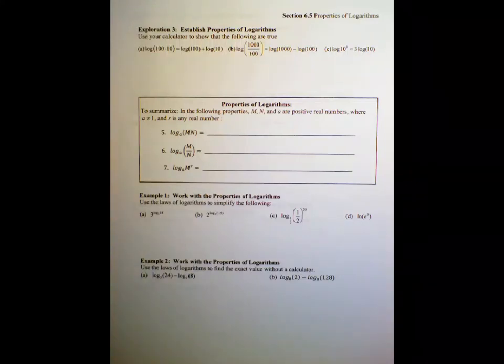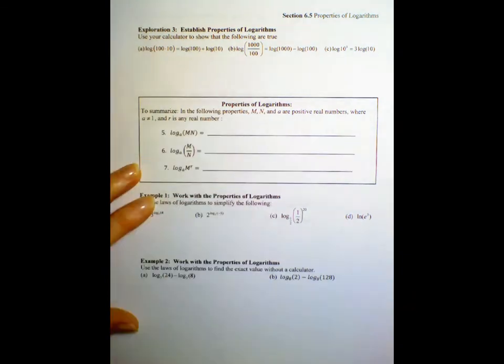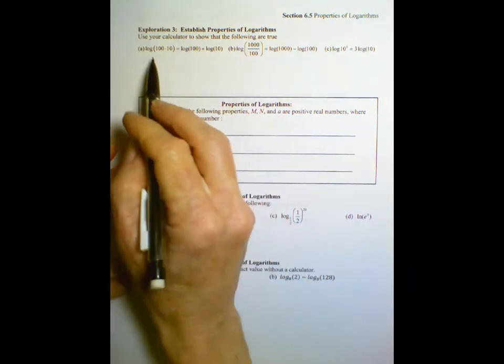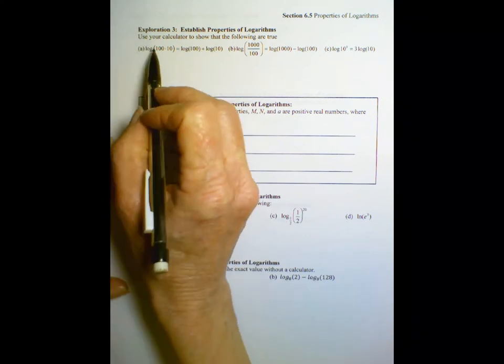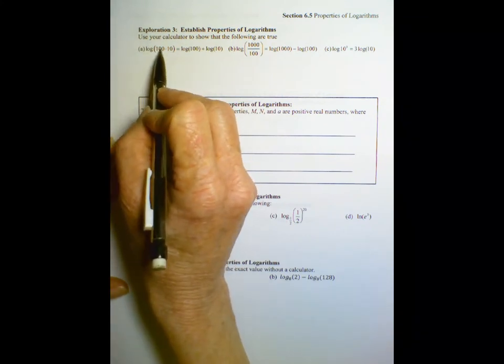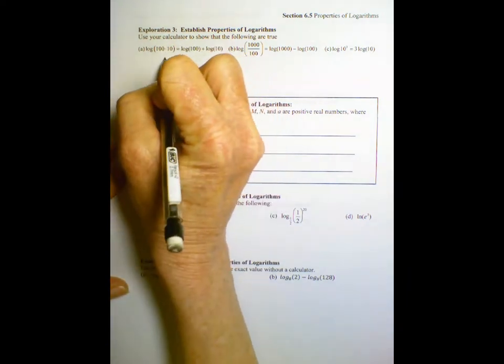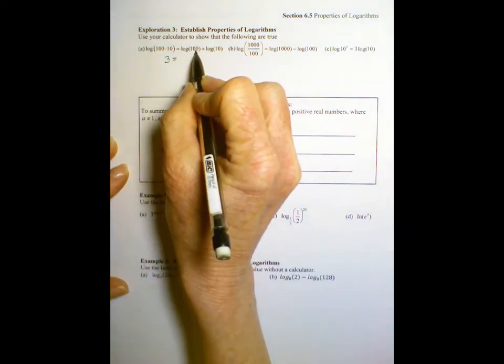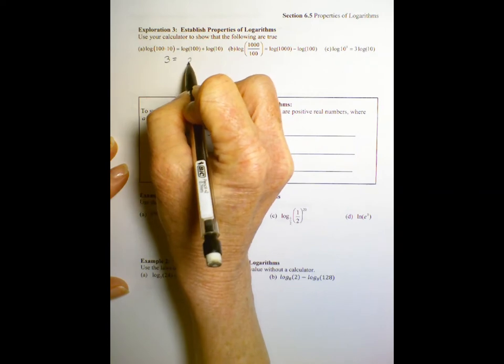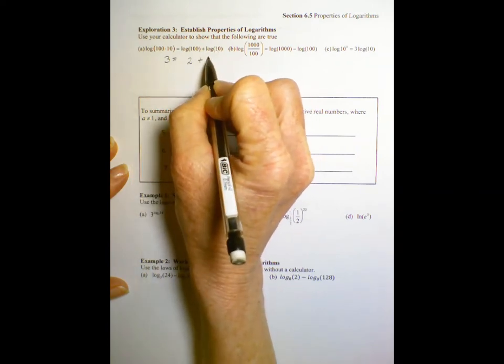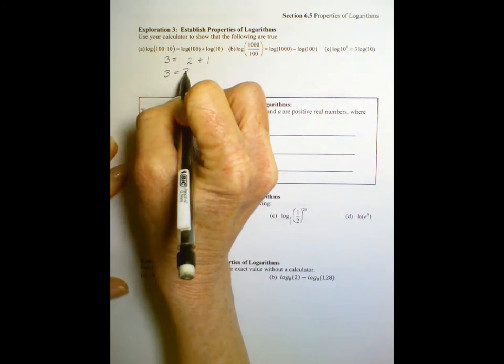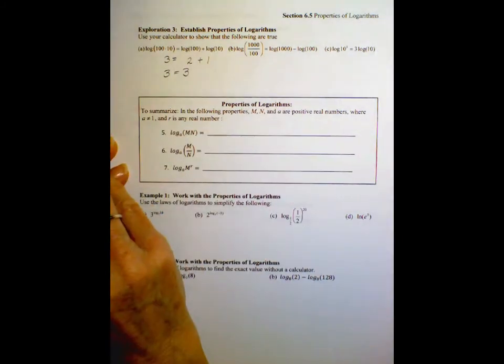Let's continue to develop our properties of logarithms with exploration number 3. In this exploration, we're to use our calculator to show that the following are true, that the left side and the right side are equal. For example, in part A here, if we take the log of 100 times 10, so what's 100 times 10? 1,000. Take log base 10 of 1,000, you'll get 3. Take log base 10 of 100, that's 2. And of course we know log base 10 of 10 is 1. So we have demonstrated that these two sides are equal.